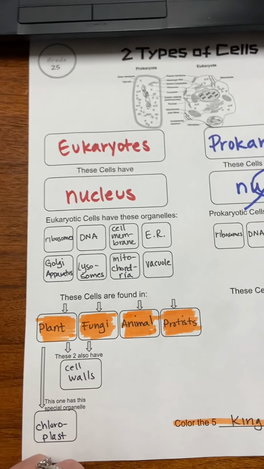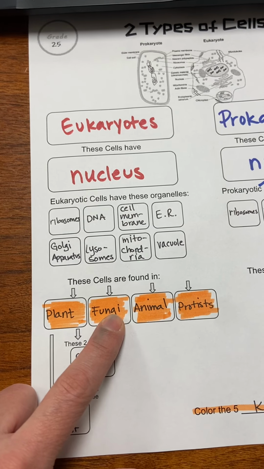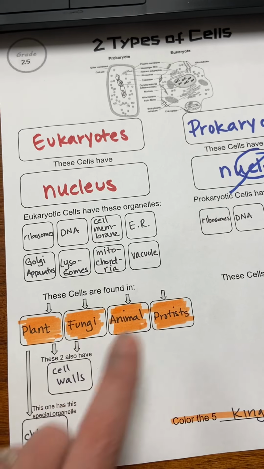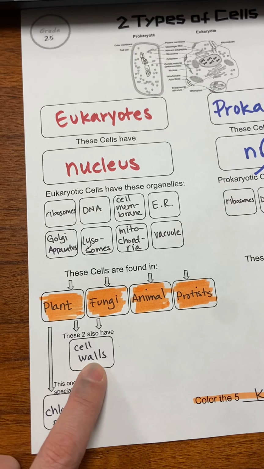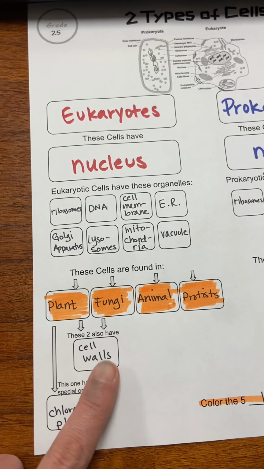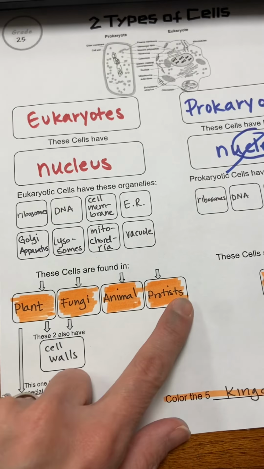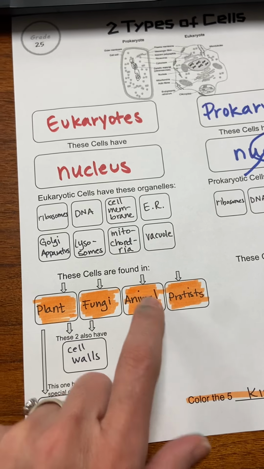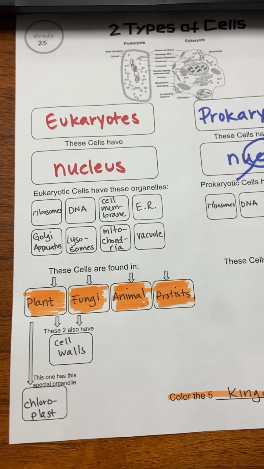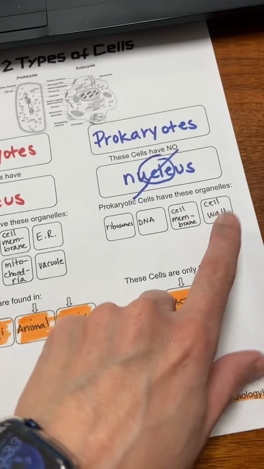Now, plants and fungi both have a special organelle that animals and protists don't have. They have cell walls. That's because, as we talked about, they need extra protection and extra structure to hold them up. Animals and protists don't need them because they're unicellular. Animals don't need them because they build bones and those kind of things typically, or exoskeletons. So cell walls are just found in plants and fungi, and of course we already remember in bacteria.